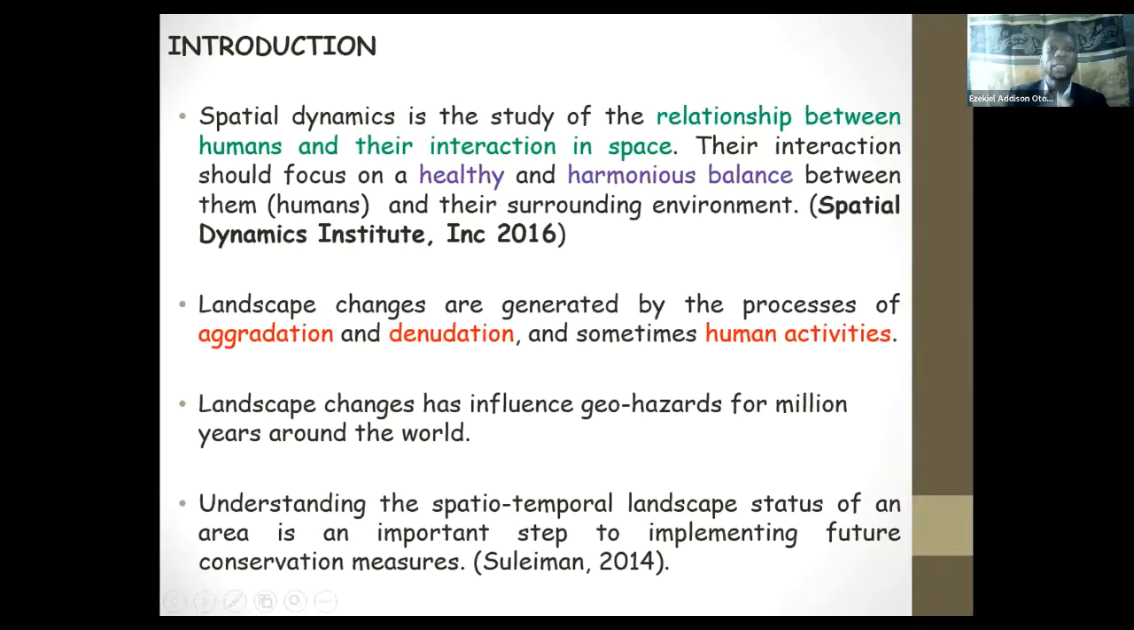So I'm looking at the spatiotemporal dynamics of landscape in Ghana. So for the introduction, spatiotemporal dynamics is the relationship between humans and their interaction in space. And this interaction should focus on a healthy and harmonious balance between humans and how they interact with their surrounding environments.